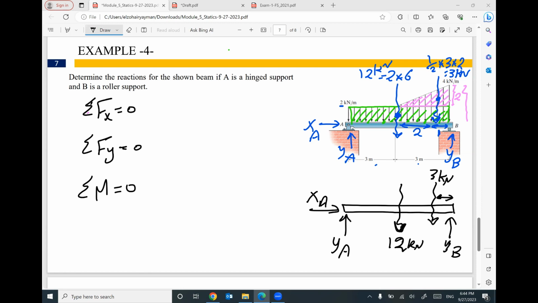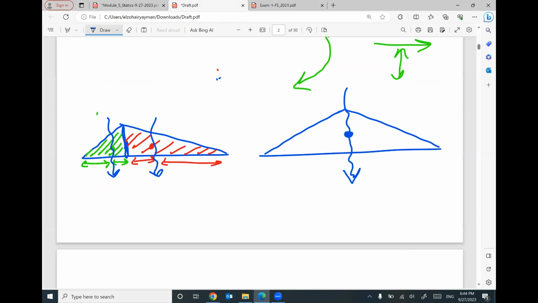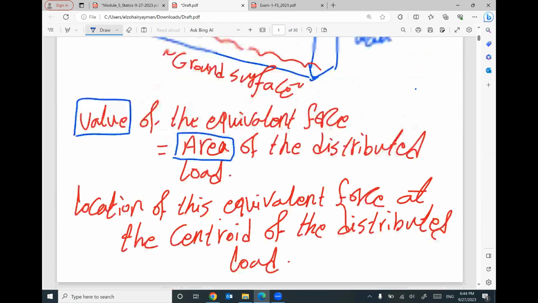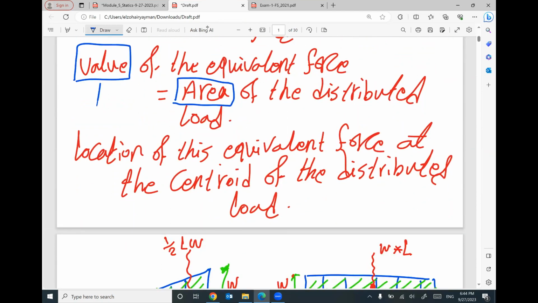Just to keep in your mind the two rules I gave to you. What is the value of the equivalent? Equal the area of this distributed load. If your distributed load is rectangle, what is the area of this rectangle? If your distributed load is right angle triangle, what is the area of this right angle triangle? If your distributed load is symmetric triangle, what is the area of this symmetric triangle?